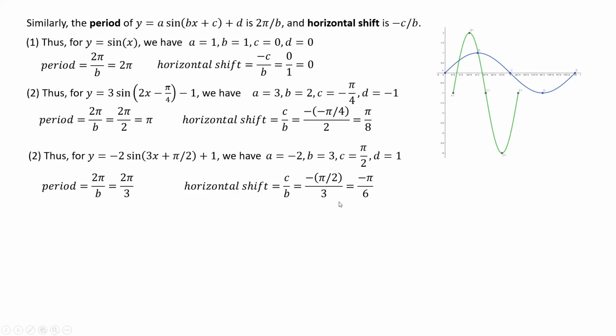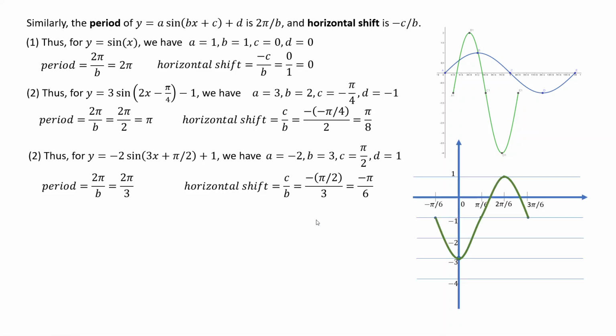And the horizontal shift turns out to be negative pi over 6. And let's see, the period is 2 pi over 3, is that true? How do we figure out whether or not the period is 2 pi over 3? Look at the horizontal distance. The whole thing is drawn for one period and then the pattern repeats.